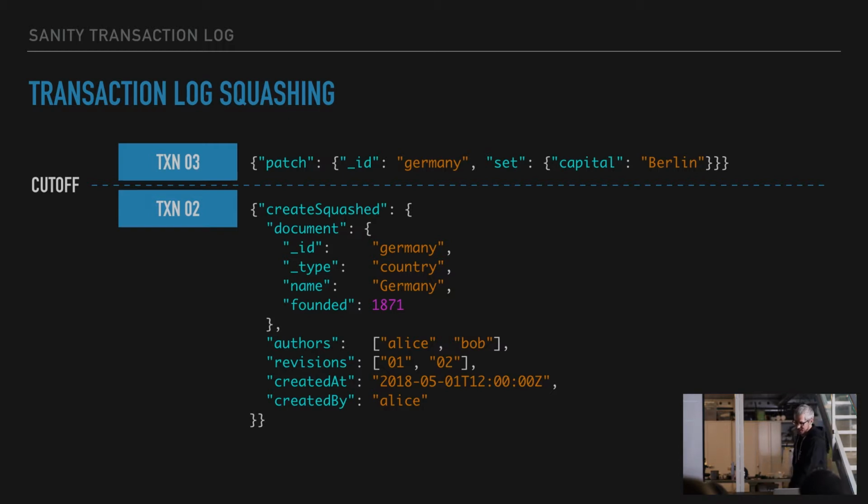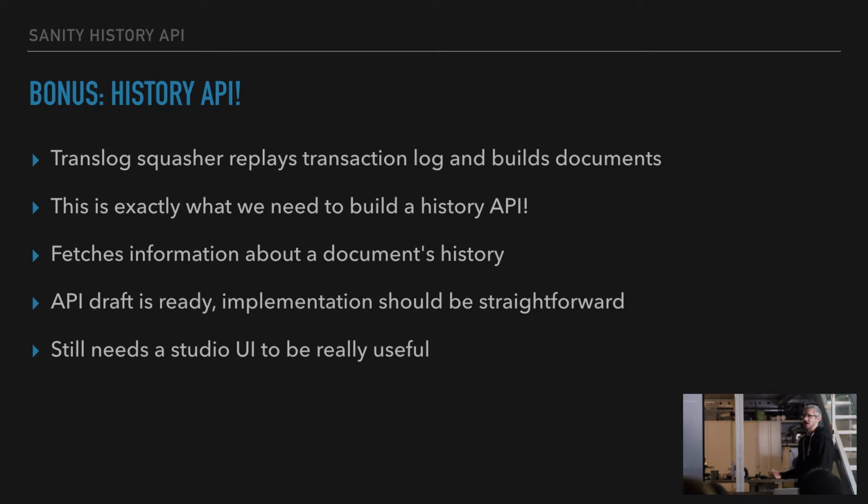It's pretty much exactly the infrastructure we need to create a history API, which is something we've been wanting to build for a really long time. And a history API would allow us to look at the history of documents and retrieve old versions, look at diffs between different versions and stuff. Because the translog squasher replays the transaction log and builds the documents in order to create the document state at the cutoff, we can also use that to rebuild the documents in the history API.